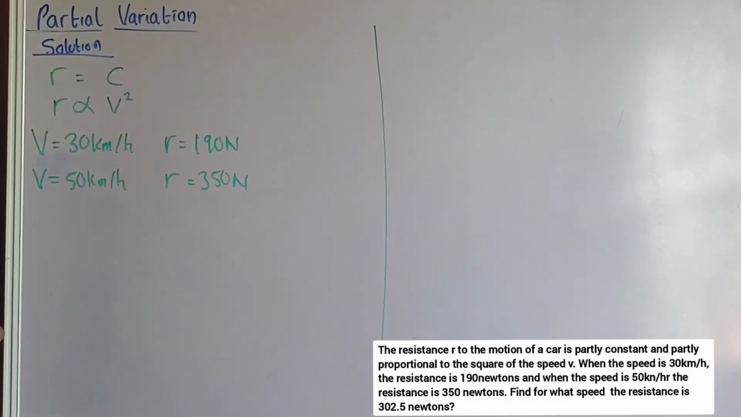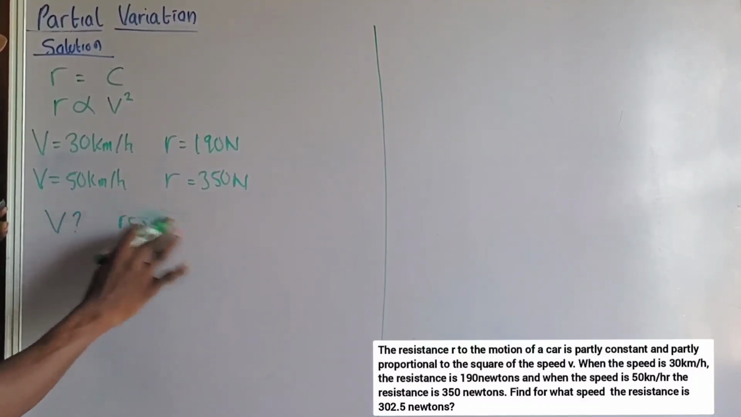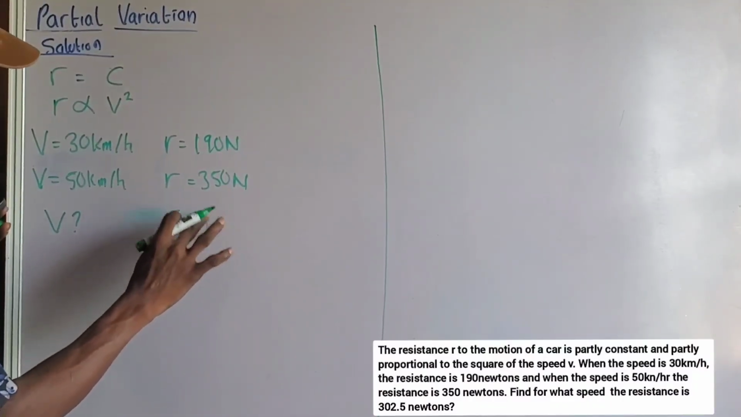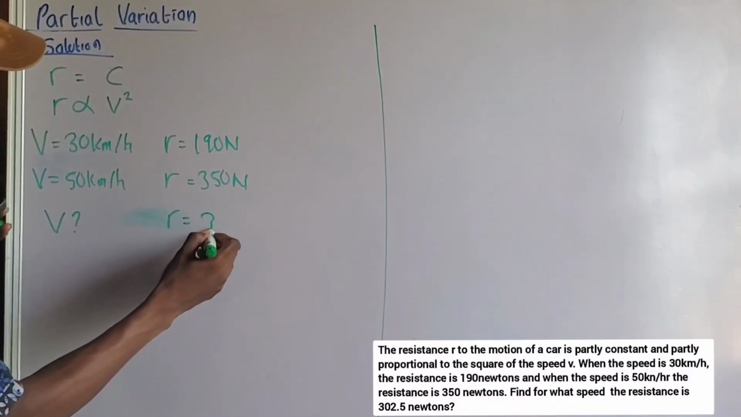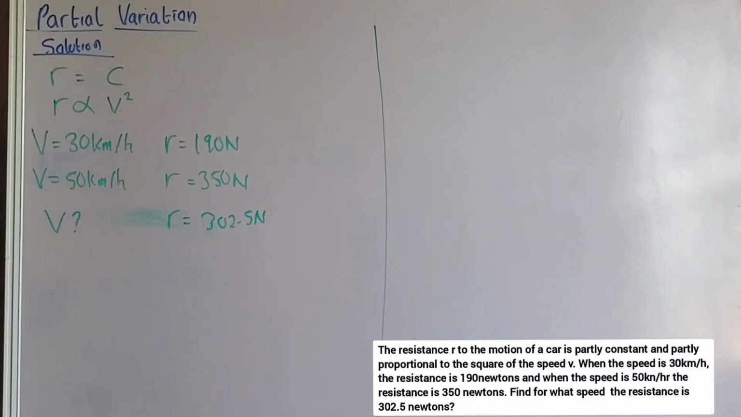Find for what speed the resistance is 302.5 newton. The meaning of that question is that you have to calculate the speed when the resistance is 302.5 newton. So we are looking for the speed when the resistance. Okay, let's represent R as the resistance when the resistance is 302.5 newton. Okay, now let's proceed to calculate what we have to calculate.